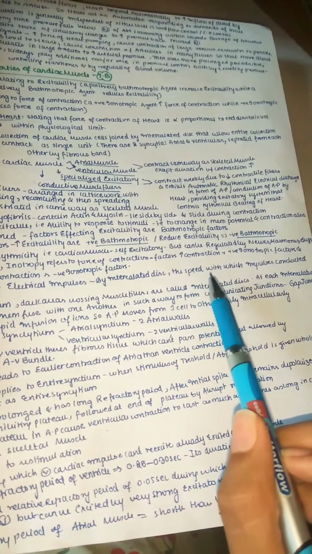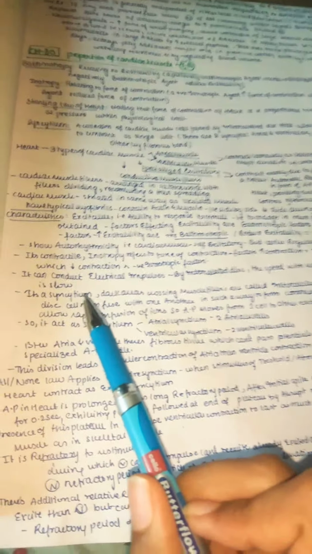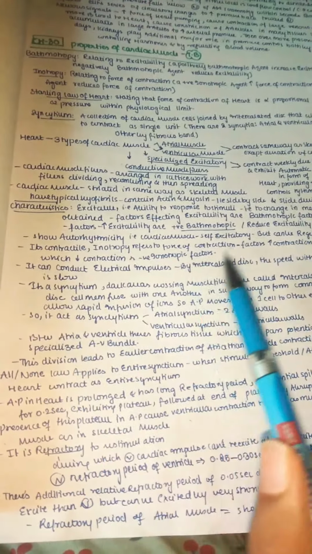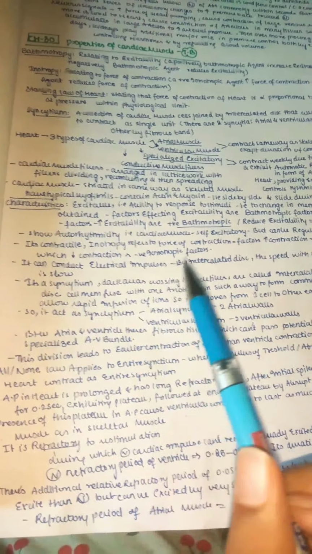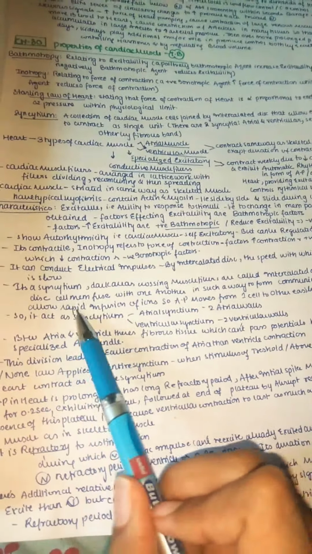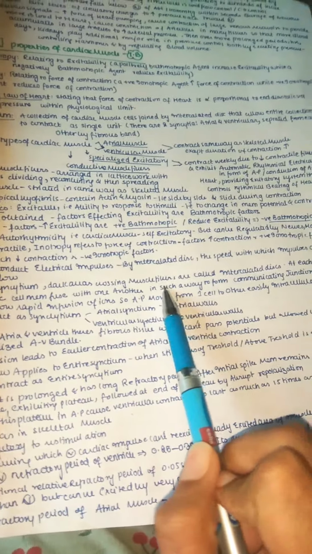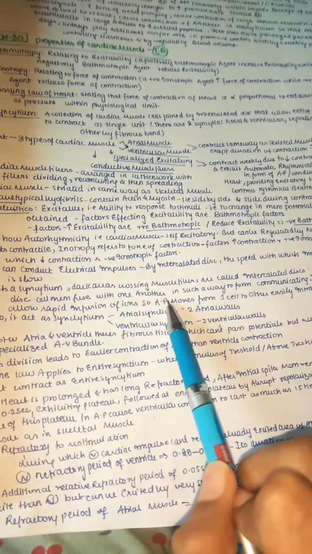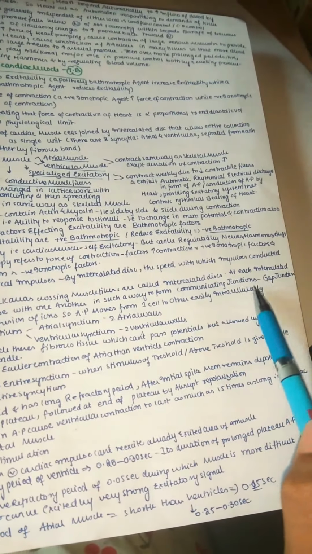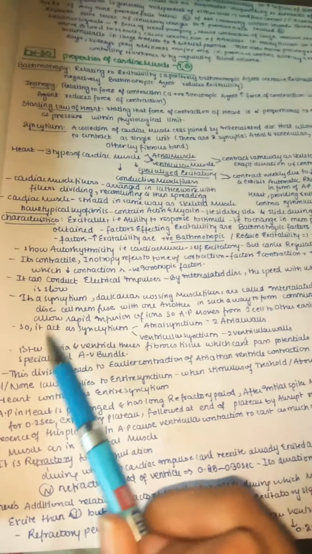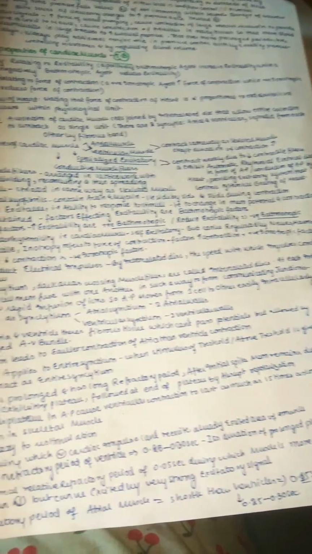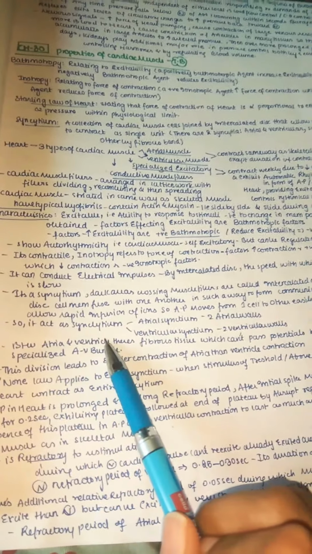And remember that the speed with which the impulse is conducted is slow in the heart. So slow conduction, but it can pass as a syncytium because of intercalated discs or gap junctions. The dark areas crossing the muscle fibers are called intercalated discs. At each intercalated disc, the cell membranes fuse with one another in such a way as to form communicating junctions. Those are the gap junctions, which allow the rapid diffusion of ions. So action potentials move from one cell to the other easily. So it acts as a syncytium.